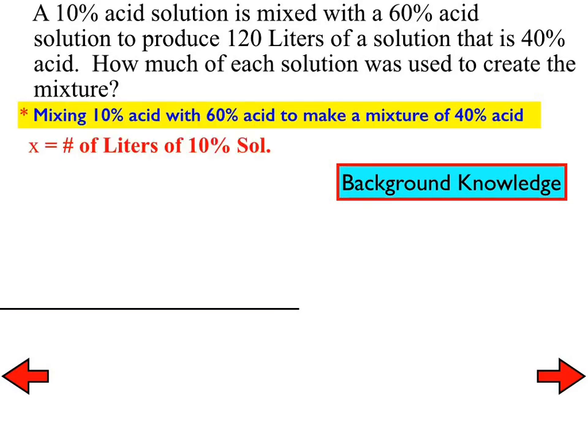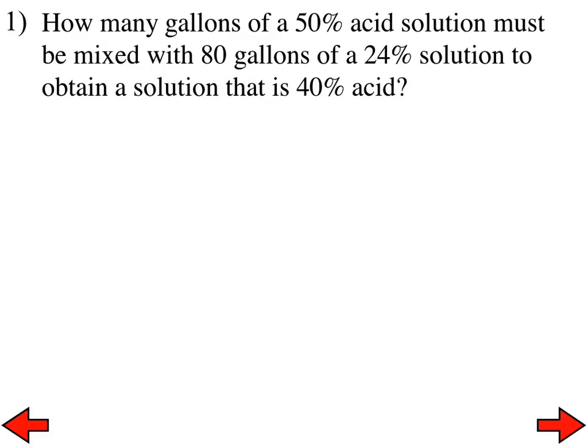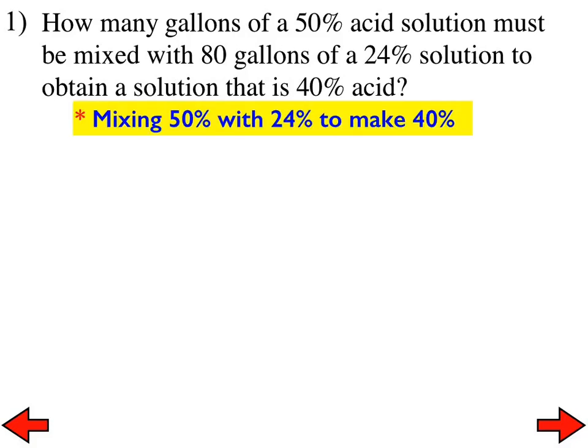So that leads us to number 1 for today. It says, how many gallons of a 50% acid solution must be mixed with 80 gallons of a 24% solution to obtain a solution that is 40% acid? So it's even more important today to think about what you are mixing together. So in this problem, we are mixing 50% with 24% to make 40%.